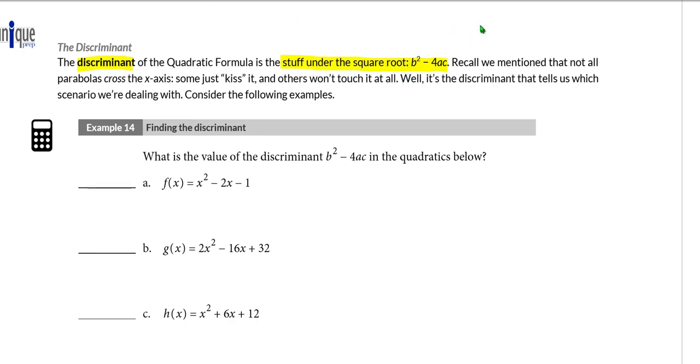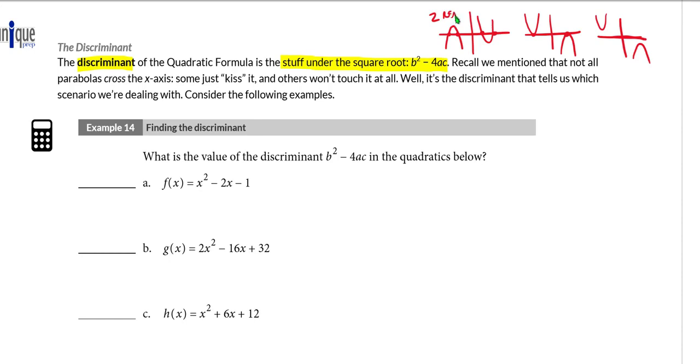A few pages ago, we talked about the fact that parabolas can cross the x-axis 2 times. They can just touch the x-axis. In other words, they can be tangent to the x-axis. They can also not touch the x-axis at all. And how many times the parabola touches the x-axis will correspond to how many real zeros the parabola has.